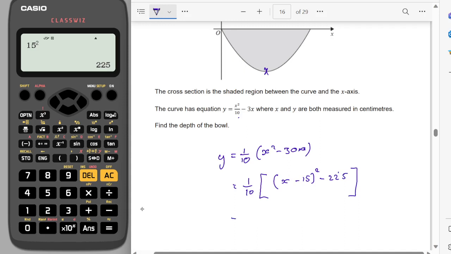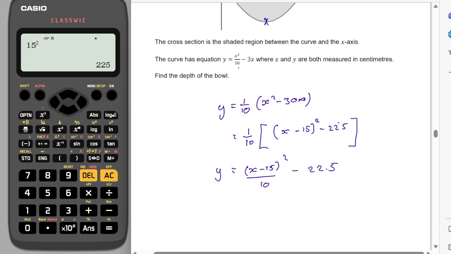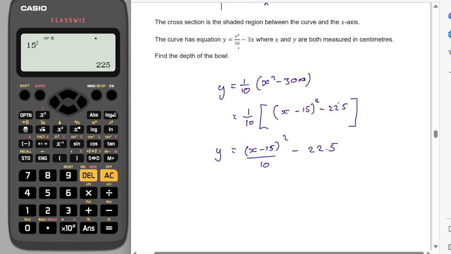Right, so if we tidy this up slightly, what I'm going to do is say that this is (x minus 15) all squared over 10, minus 22.5. So the very minimum this could be is when x is 15. So when x is 15, this would create 0.